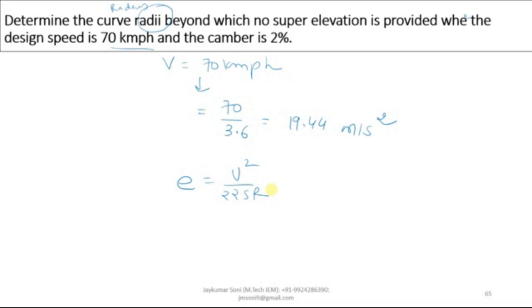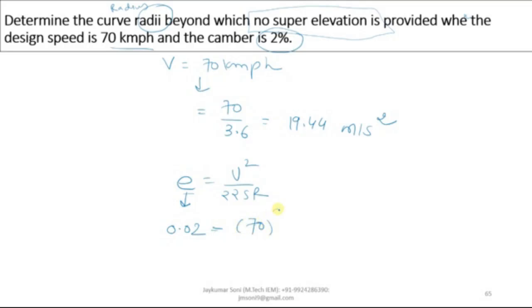Here it is written that no super elevation is provided and camber is 2%. Then what should we do? You have to take E as the camber value. Keep in mind that you will take E as 2%. Don't make the mistake of taking E's value as 0. Don't get confused with this statement. This is just provided for making it complex. You have to go with this statement also, that when the design speed is 70 kmph, camber is 2%. In such cases where super elevation is not provided, you have to take the value of super elevation as the camber, so it will be 0.02.